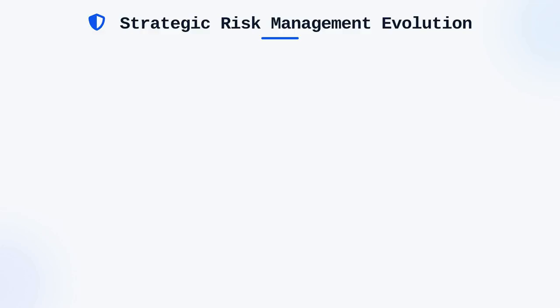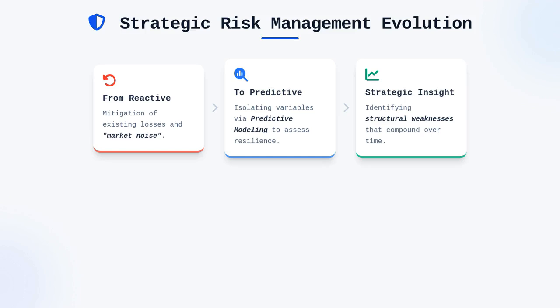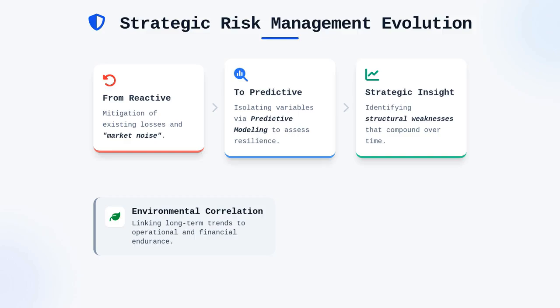Effective risk management requires us to shift from reactive mitigation strategies to proactive predictive modeling. By isolating the impact of these variables from the broader market noise, we can more accurately assess the resilience of a portfolio or a corporate entity. This involves analyzing how long-term environmental trends correlate with the operational and financial endurance of the underlying assets.